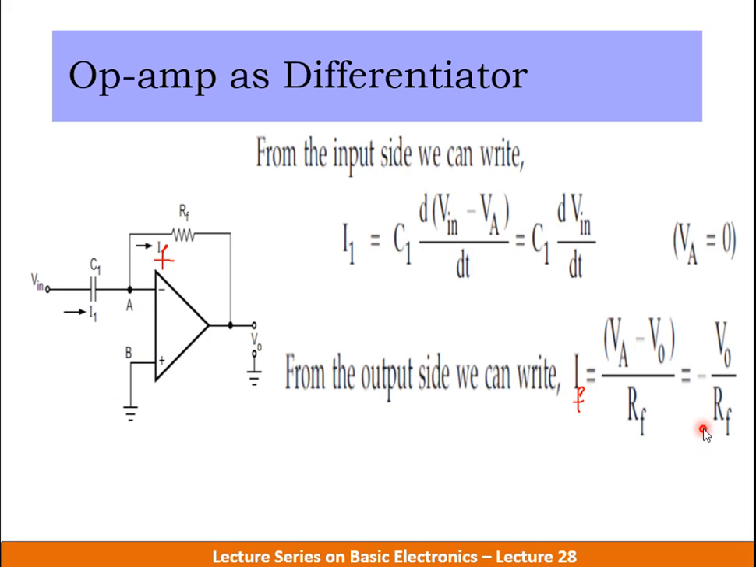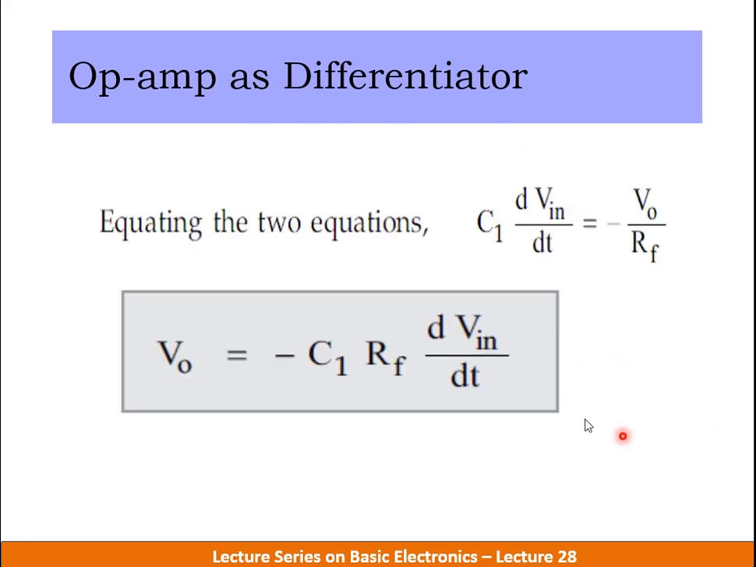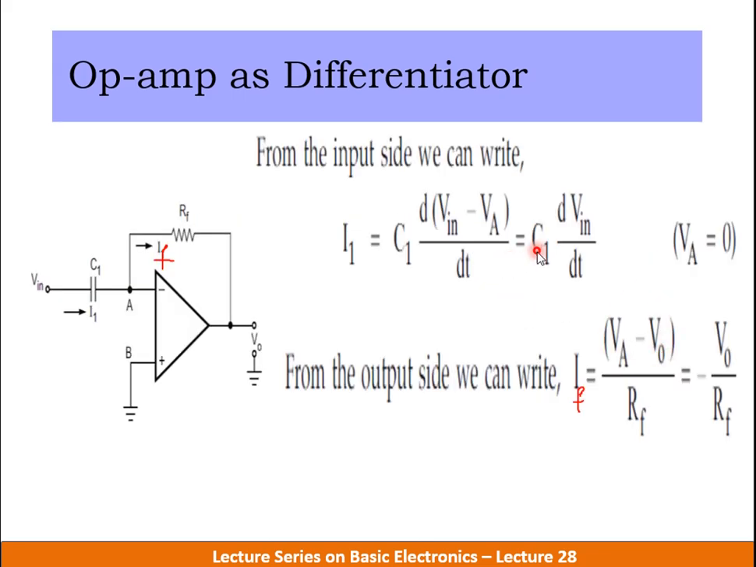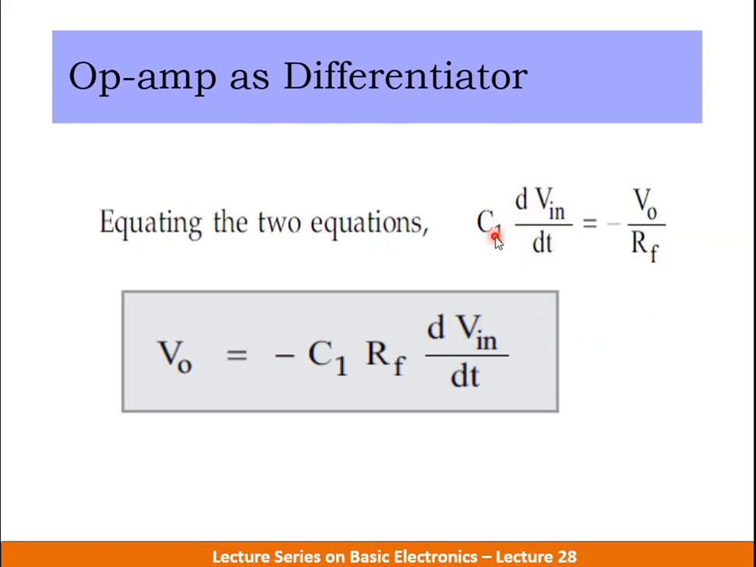We know that I1 is equal to If. So we substitute the equations for I1 and If. I1 is equal to C1 into dVin divided by dt, whereas If is equal to minus V0 divided by Rf. So substituting, C1 into dVin divided by dt is equal to minus V0 divided by Rf.